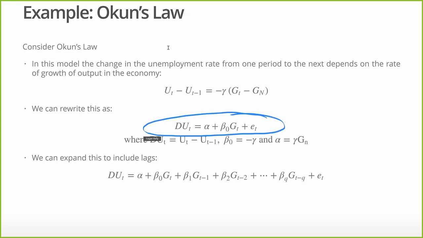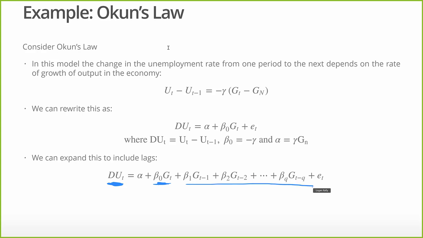And we have all this stuff. I'll let you guys think about the algebra on the macro on that. But we can then step back and say, okay, we could estimate a model very much in the spirit of Okun's Law by regressing the first difference of the unemployment rate on GDP growth and lags of GDP growth and get at some of that dynamic relationship. Okay. Let's keep going.